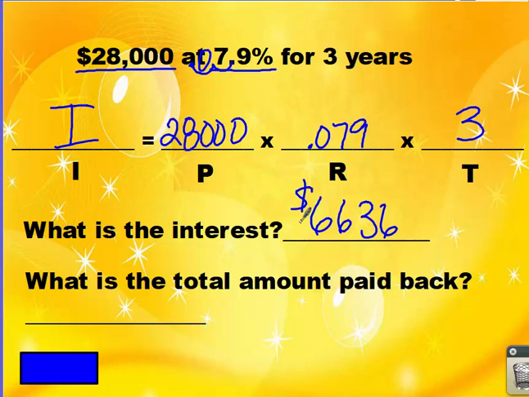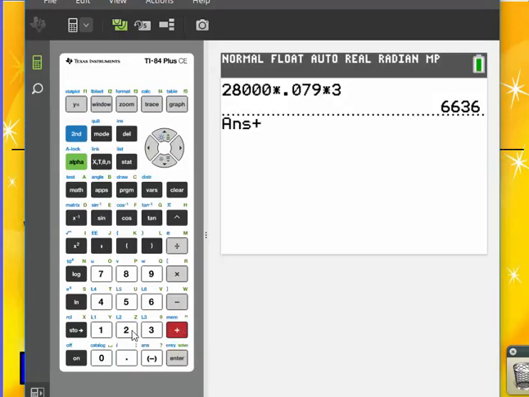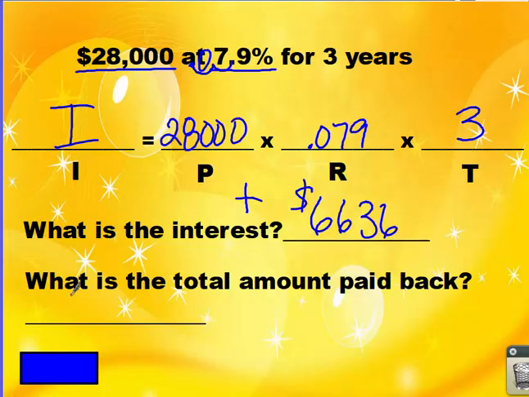So now it says, what is the total amount paid back? So if this were a loan and I borrowed $28,000, the bank gives me $28,000. Well, that bank is expecting me to pay back that $28,000 plus the interest that I have to pay on this particular loan. So to find the total amount that we would pay back, we will take the $28,000, the $6,636, and add those together. So plus 28,000, and we end up with $34,636. And that would be the total amount that I would have to pay back on this loan.